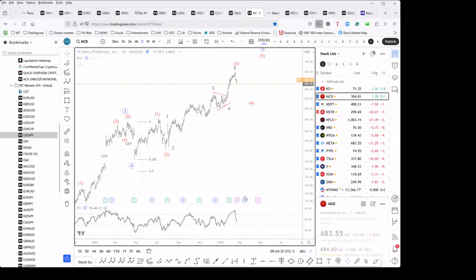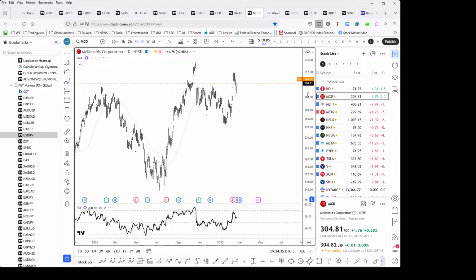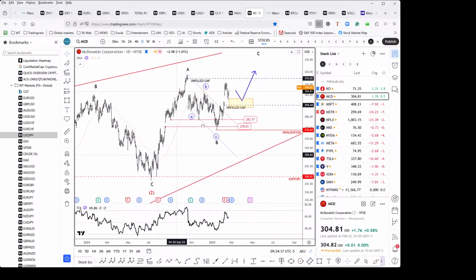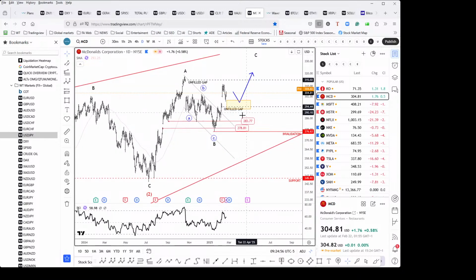Take a look at McDonald's as well. Last time we said that we had this three-wave retracement, very nice fill gap, reversal to the upside. We broke out of this channel. We moved and almost closed this gap from earnings at the end of 2024, basically in October or November.